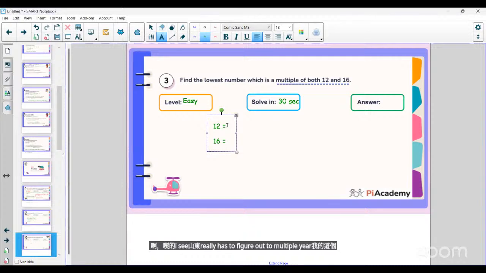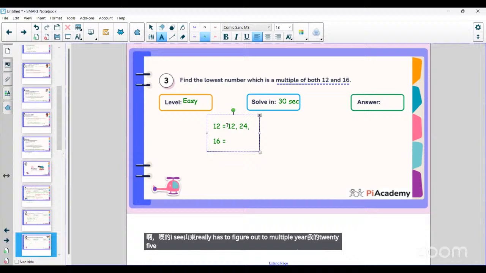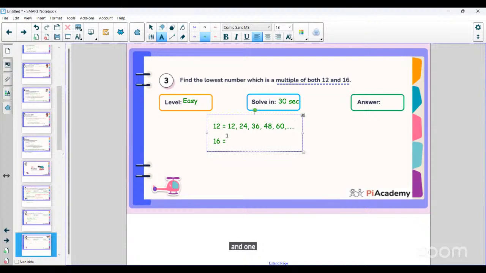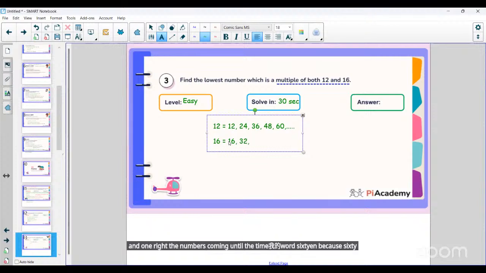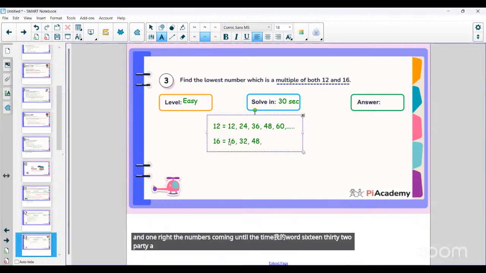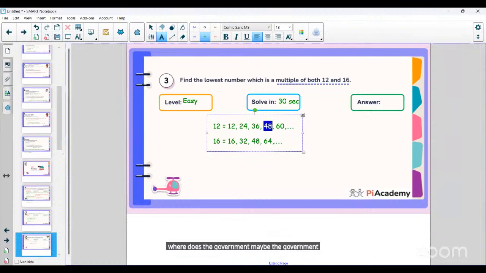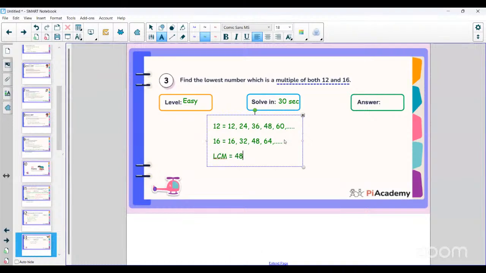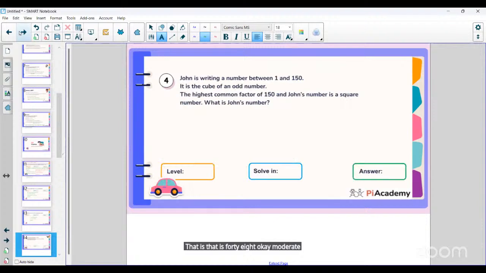So what are the multiples of 12? 12, 24, 36, 48, 60, and so on, right? Numbers coming under the tables. What about 16? We got 16, 32, 48, 64, and so on. If you compare, what is the lowest common multiple? The common one is 48, which is present in both. So the LCM is actually 48. Hence, the correct answer is 48. Okay. All right. Let's move on to the next one.